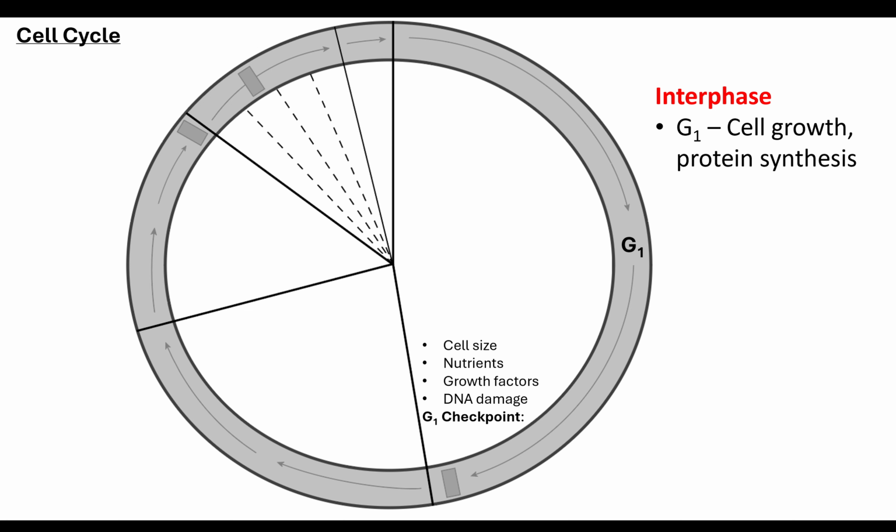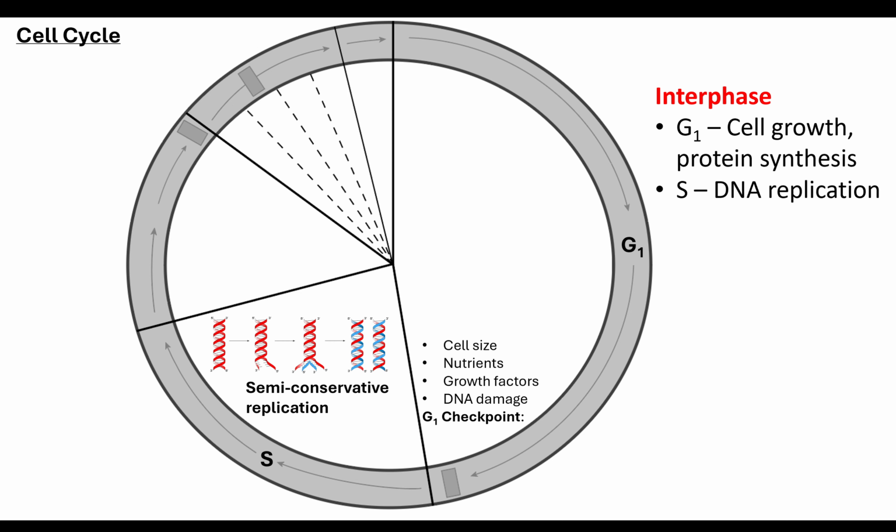Does it have the right nutrients? Have the growth factors, i.e. the enzymes that are necessary for the next stage, been produced? And also, is there any damage to the DNA? If there is any damage, then we don't want to move on to the next stage, which is S stage and DNA replication. If there has been damage to that DNA, we do not want to replicate that damage. So therefore, that can result in the cell having to leave the cell cycle.